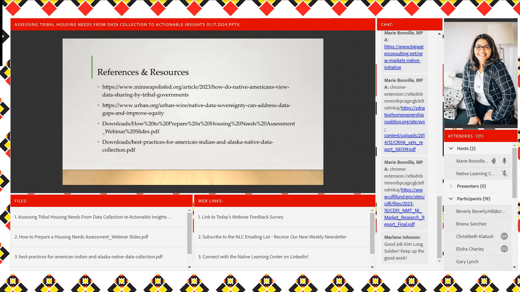I do have some other references and resources I wanted to highlight. We talked about funding. As I said before, Enterprise and their Section 4 funding is available. It's not open right now, so you have time to gather the information. But let me give you a little bit of info about that particular grant.